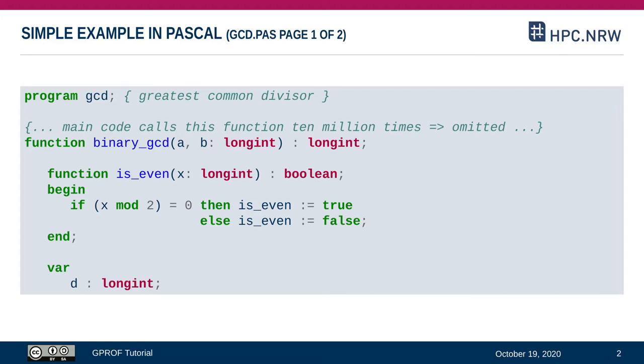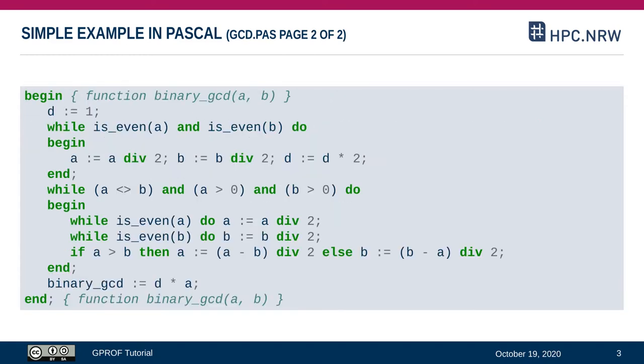I'm using here the greatest common divisor algorithm, in particular its binary variant. The implementation uses a helper function called isEven, which determines for a given number whether it is even or odd. The actual implementation of this binary GCD uses this helper function to compute the greatest common divisor of two given integers. Since the implementation is pretty fast, I'm calling it here 10 million times from within the main program.